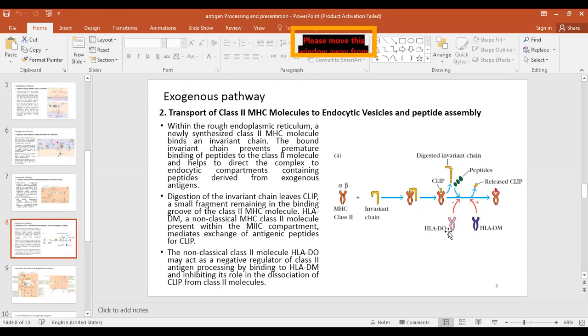There is another important note, which is HLA-DO and HLA-DM. So let's see what they are and what their function is.